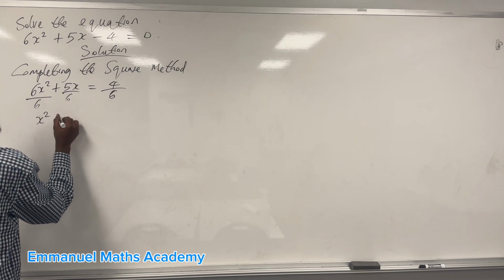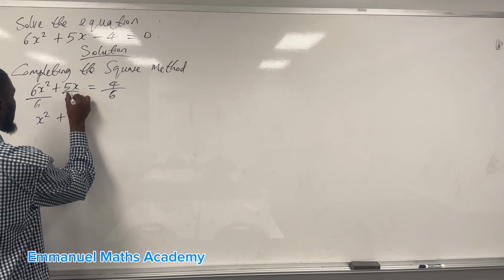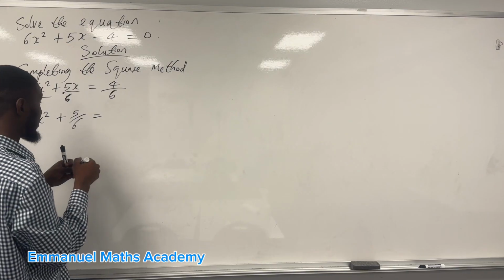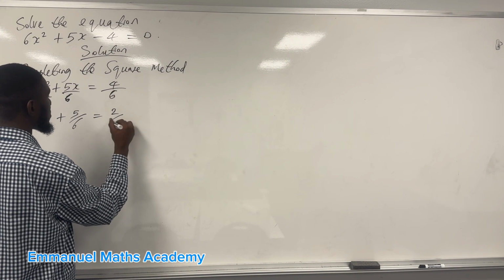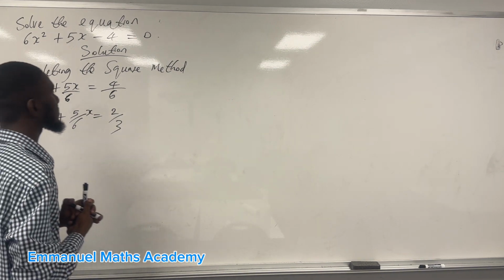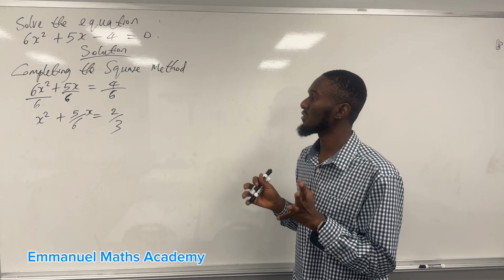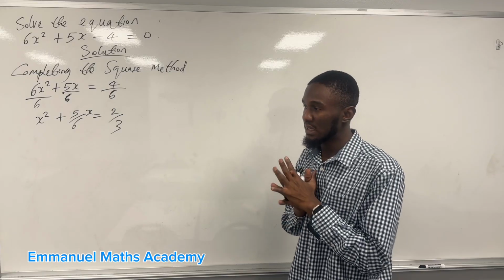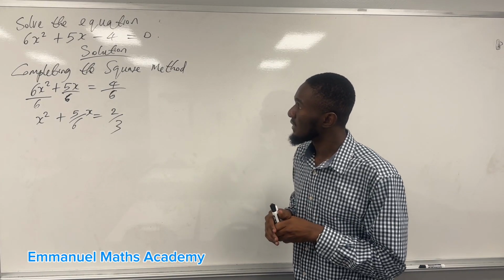You have x squared plus 5 over 6, right? Equal to 4 over 6, which is the same as 2 over 3. Remember, you have your x here. Now we want to take half of b and square it, then you add it in both sides, right?